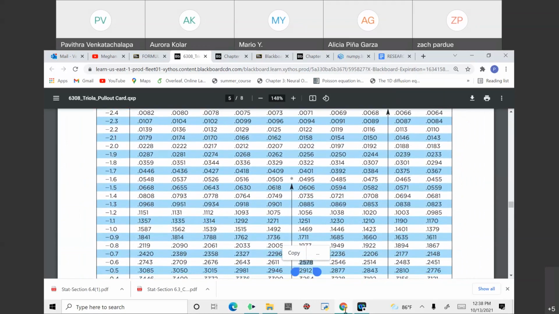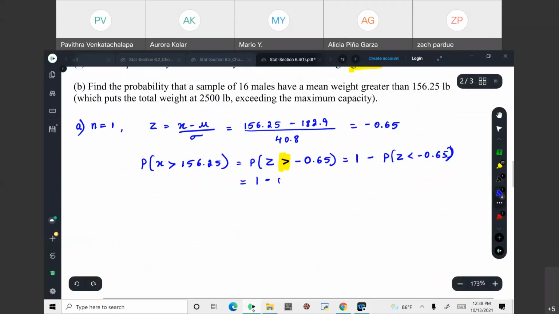So it is negative 0.65, which is 0.2578. So when you subtract this, you will get 0.7422, or you can convert this into percentage and say 74.2%.